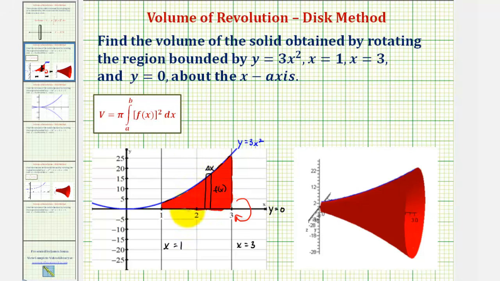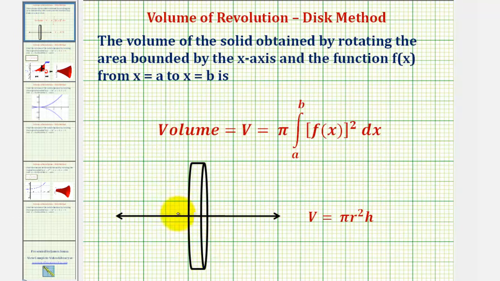If we rotate this about the x-axis, notice how this would be a very thin right circular cylinder that would look something like this. We know the volume of a right circular cylinder is equal to pi r squared h, where in this case, this distance here would be r, the radius, and this distance here would be the height.